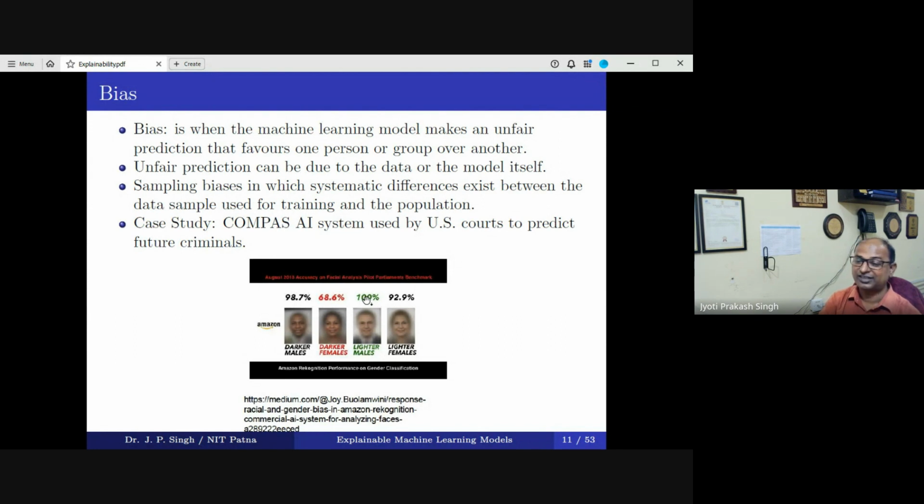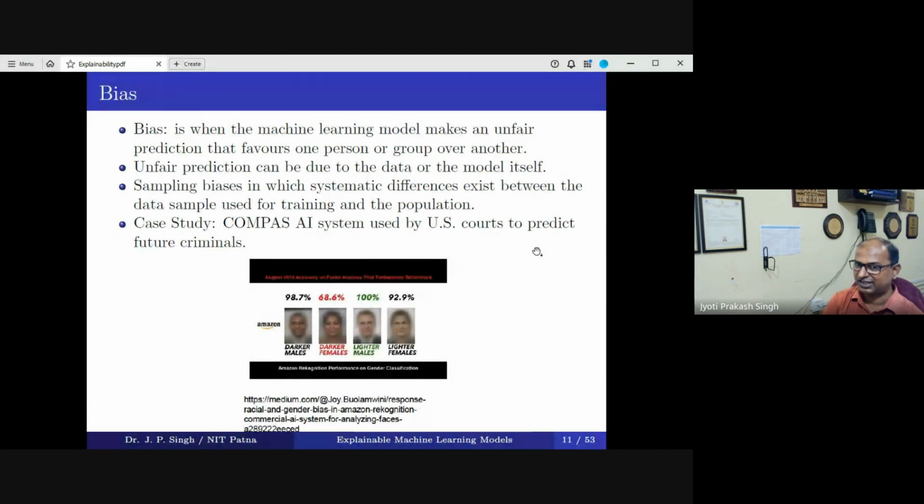That means the model has learned that most of the females are fairer. So if there is a female with a dark complexion, the model is a bit confused and not very confident. And that's a commercial system, a system which is already being used. That's the problem of bias in a machine learning model.